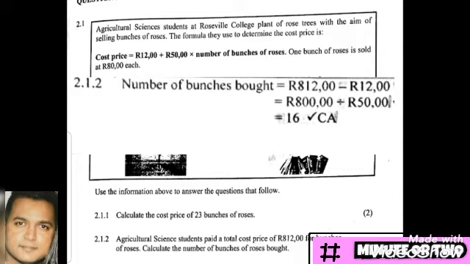So working backwards, we need to take the 812, and looking at our formula, we see that we add 12 Rand first. So we will subtract this. If we subtract the 812 minus the 12, we're left with 800 Rand. Now of the 800 Rand, we'll see that we multiply 50 Rand times the number of bunches. So in order for us to work backwards, we need to take the 800 Rand and divide by the 50 Rand, and it will give us the number of bunches.